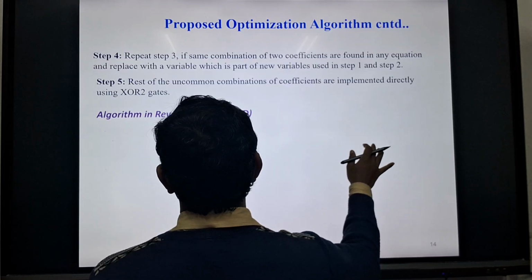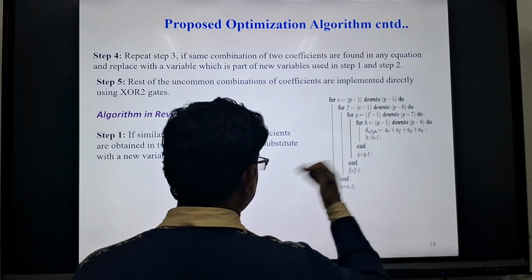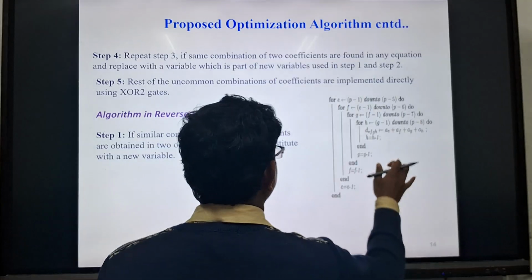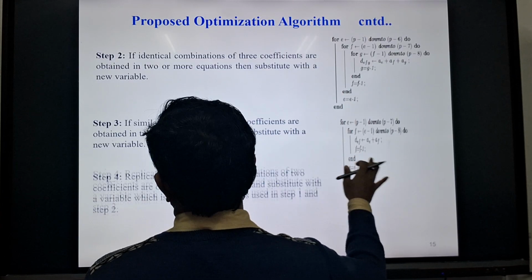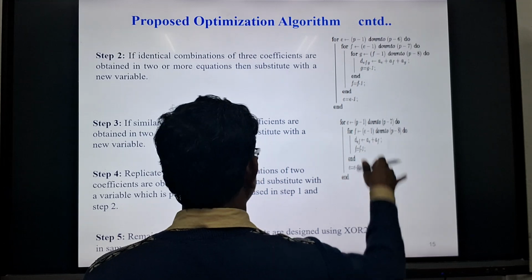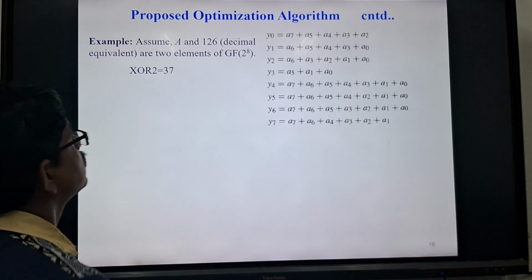Now in the reverse direction we also do the same, the steps are similar, but we are considering the reverse way. So these are the 5 steps, and the mathematical representation we also have. Now I'll show some examples.